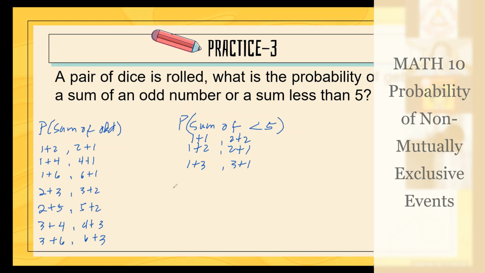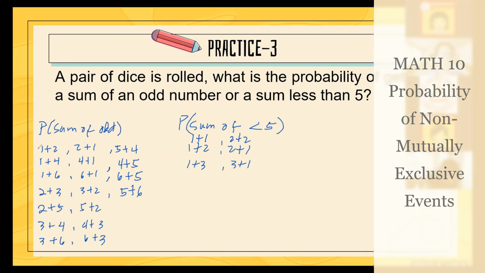Okay, tell me, what else are missing sa sum of odd numbers? Yes, Diana? 6 plus 5 po, tsaka 4 plus 5. Okay. So, 5 plus 4, 4 plus 5. 6 plus 5, no? Kasi odd pa rin, kasi 11. 5 plus 6. Meron pa? 4, 5, ano? 6, 7.